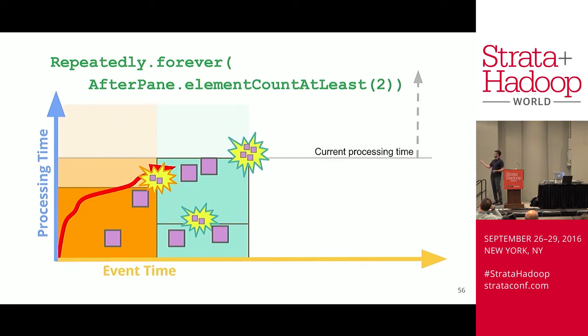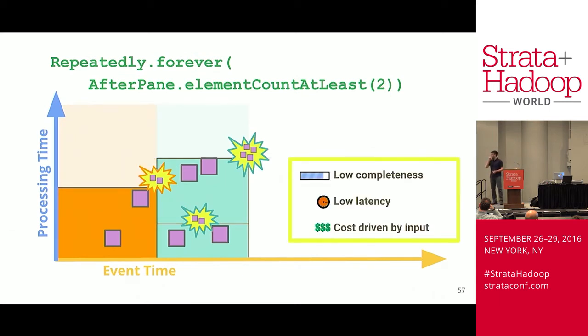One thing I'd like to note is that there's no ordering implied by this kind of trigger, right? The second window fires first. So if you think of windowing and triggering as somehow sorting your data and giving you chunks of it in order, that's not the case.